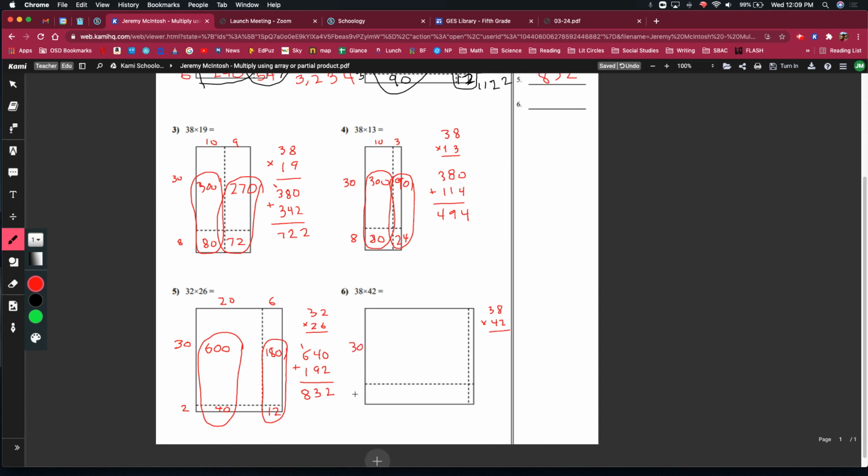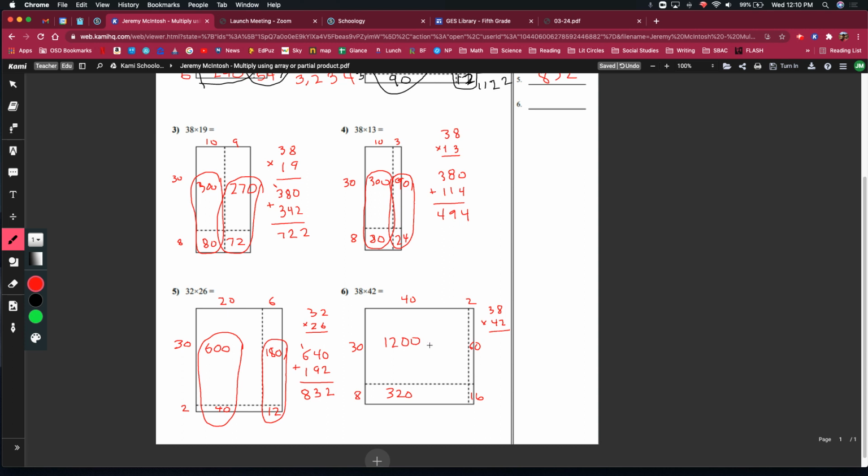And then last but not least, number 6. 38 times 42. So 30 and 8 times 40 and 2. Ooh, I have little sections down here. All right, 2 times 8. 2 times 8, that's 16. And then 2 times 30. 2 times 30 is 60. And then 40 times 8. 40 times 8 is 320. And then 30 times 40. 3 times 4 is 12. Move the zeros over 2 places because I have a 0 on each, so 1200.